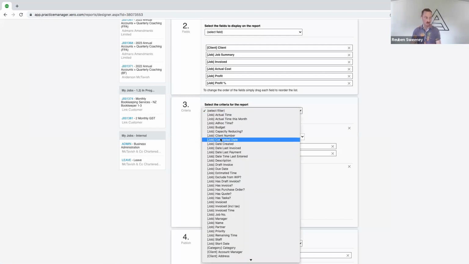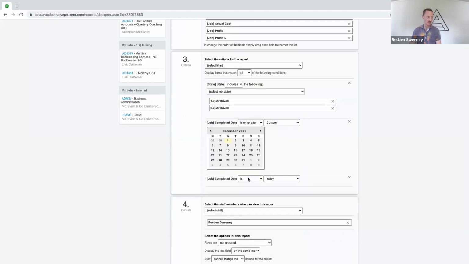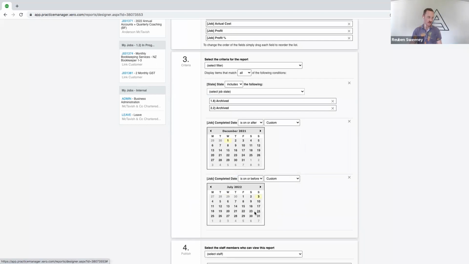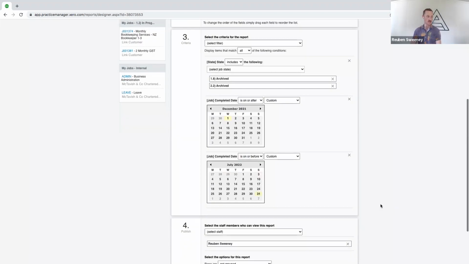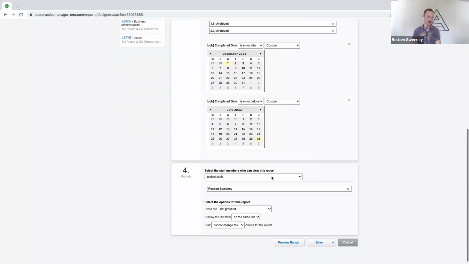Then I'm going to put in another completed date field, say job completed date is on or before. So this is my end date, another custom date range. And I'll make that today's date. There are other defaults you can put in. If you're going to run this monthly, for example, that would be a good idea, but I'll leave it as a custom date range for now.